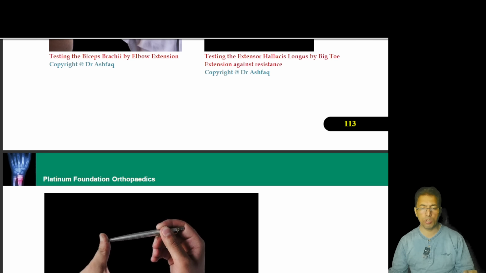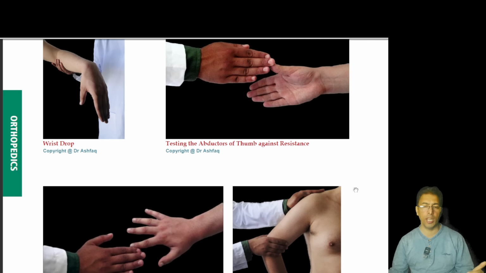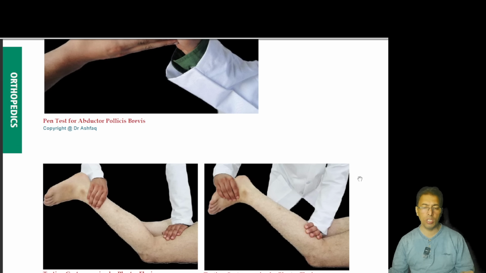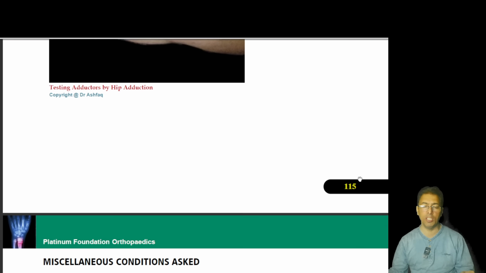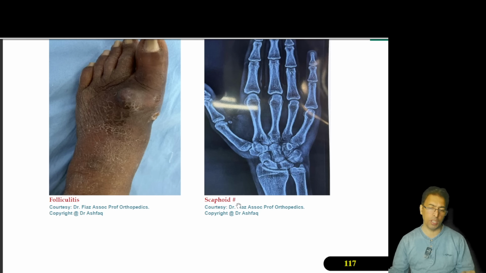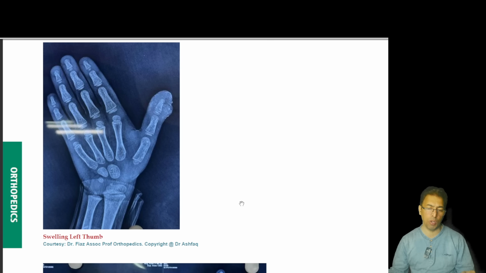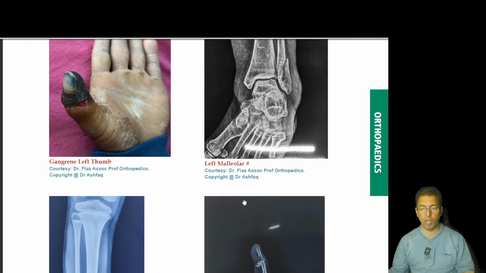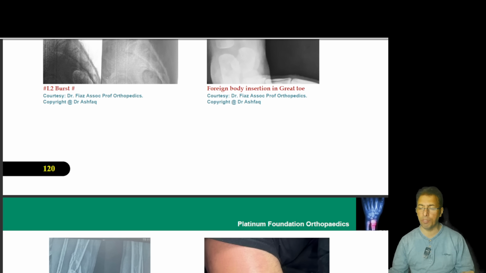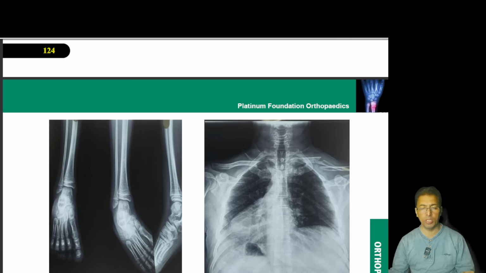Then just to show you, the tests: which muscle, which test tests what disability, which test is used in what clinical condition. These are all given in a very systemic manner. Then we have taken into account the real-time images of sepsis, folliculitis, abscesses, gangrene, whatever is applicable, and given you different views, different angles of a radiological condition.